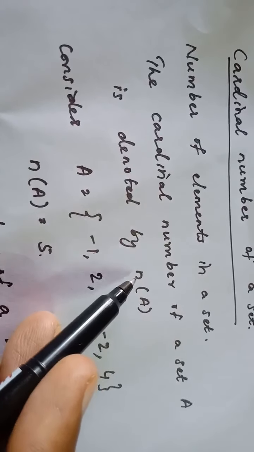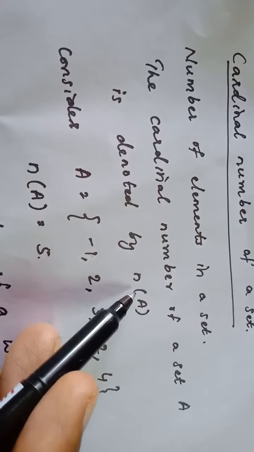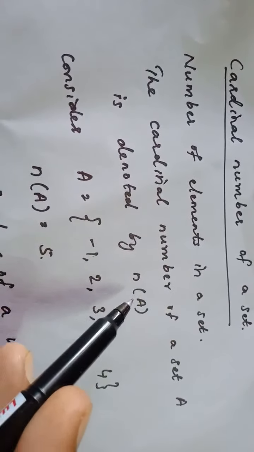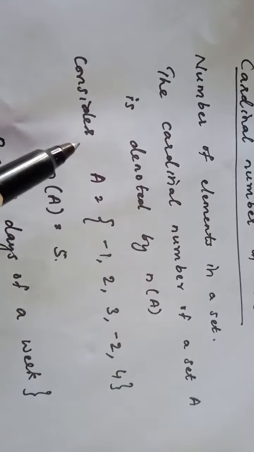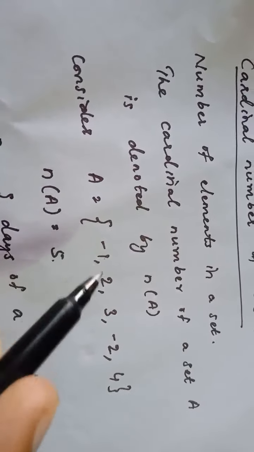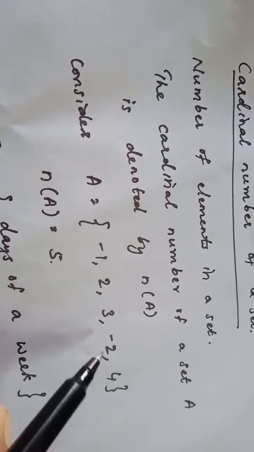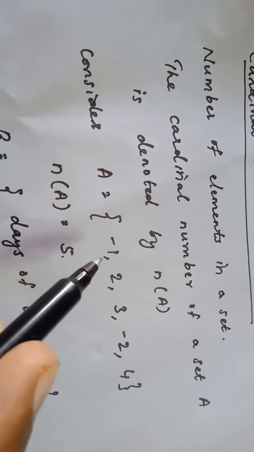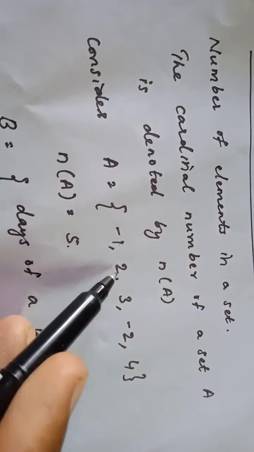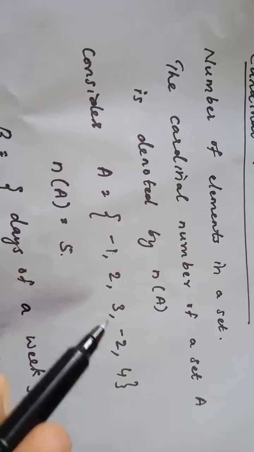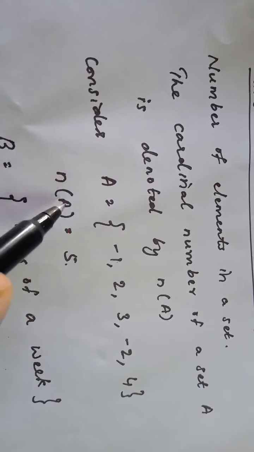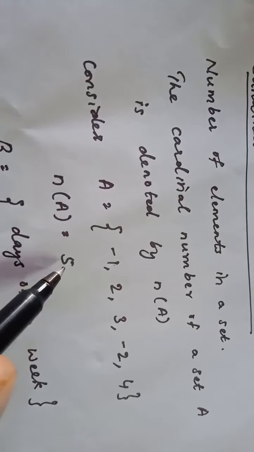N means number of elements in the set A. So cardinal number of set A is denoted by n of A. Now consider this example. Here we have a set A such that A = {-1, 2, 3, -2, 4}, and here we know that there are 5 elements in the set: 1, 2, 3, 4 and 5 elements. So the cardinality of this set A can be written as n of A is equal to 5.